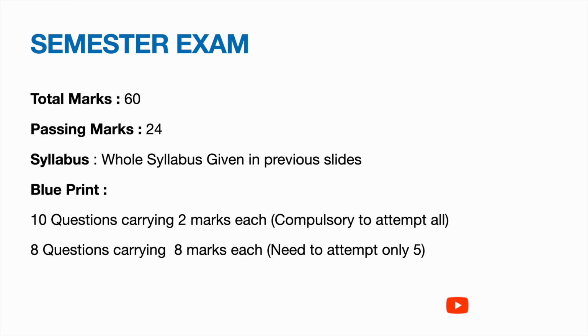Total marks are 60, passing marks 24. The syllabus is not decided by the teacher actually. The whole syllabus, that is unit 1, unit 2, unit 3 and unit 4, is asked. The blueprint for this is 10 questions carrying 2 marks each, compulsory to attempt all. Second is 8 questions carrying 8 marks each, need to attempt only 5. Like 10 into 2 for the 2 mark questions is 20, and 8 into 5 is equal to 40, that is for the 8 mark questions. So the total is 60 marks.